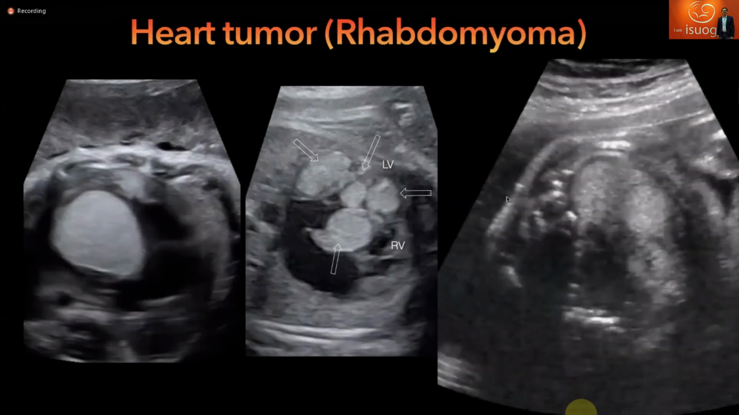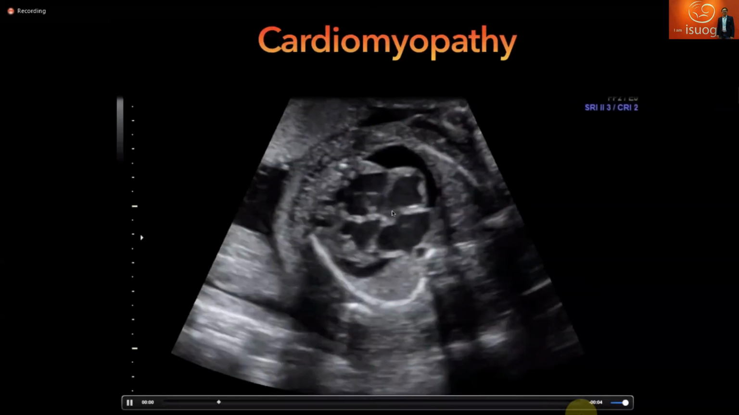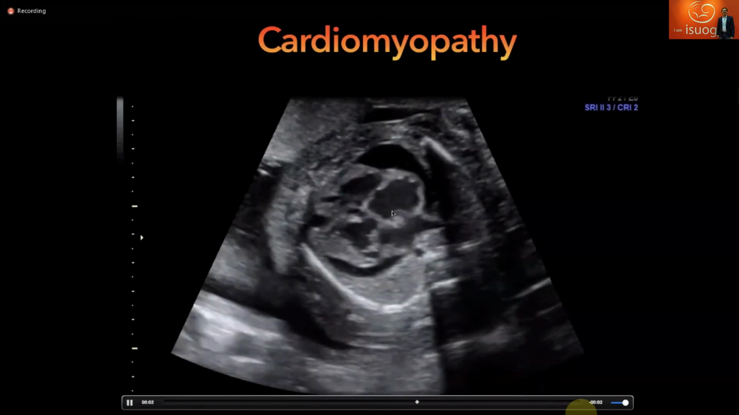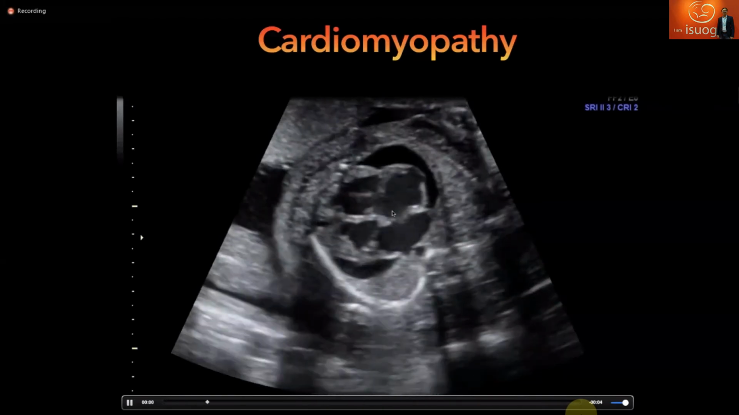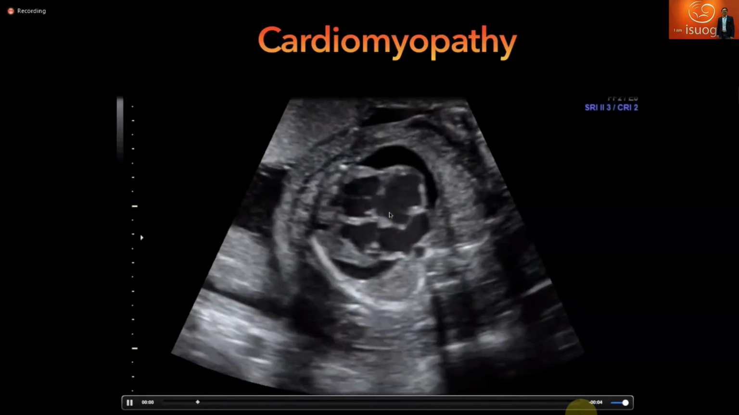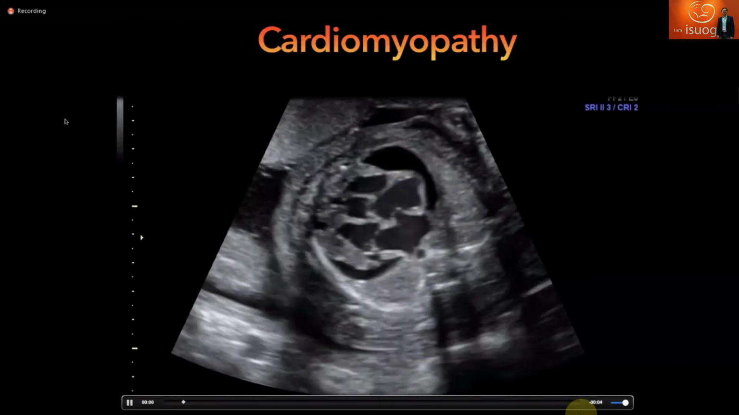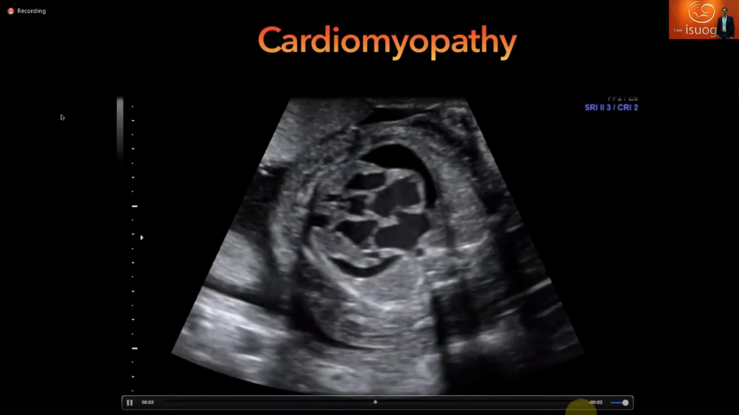You try to look at the heart and you see that there are a lot of rhabdomyomas, or you start to scan the heart this way, you see there is pericardial effusion and the heart is not contracting very well, a cardiomyopathy. This is detectable. The reasons here can be genetic, can be infectious, or can be, let's say, anemia and so on.